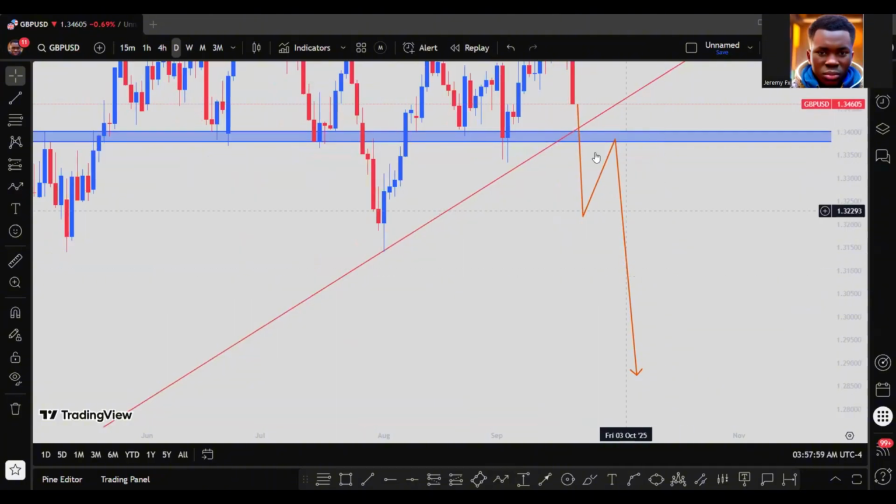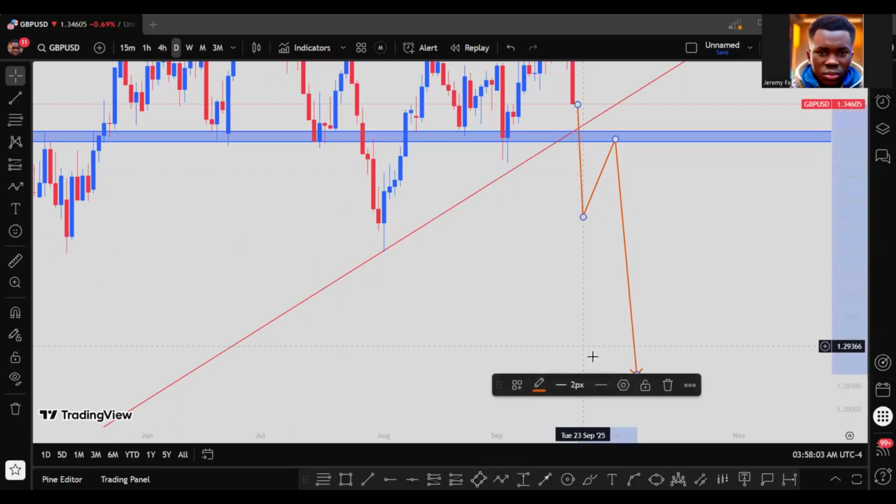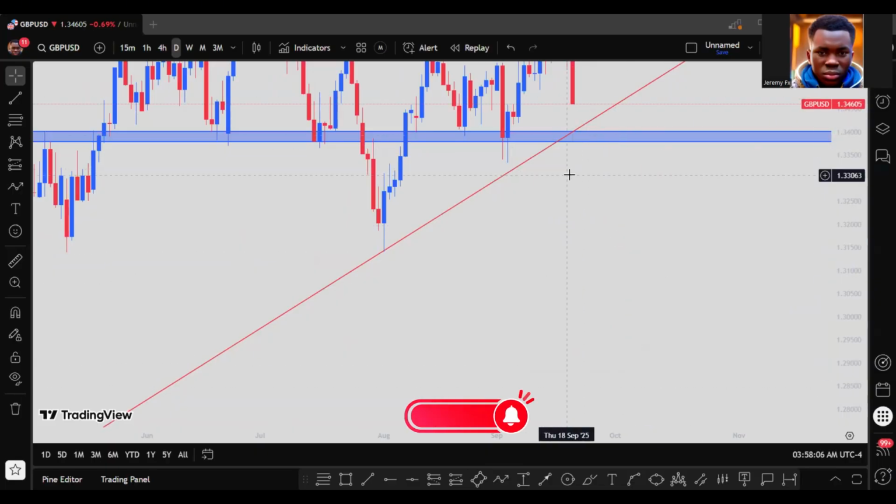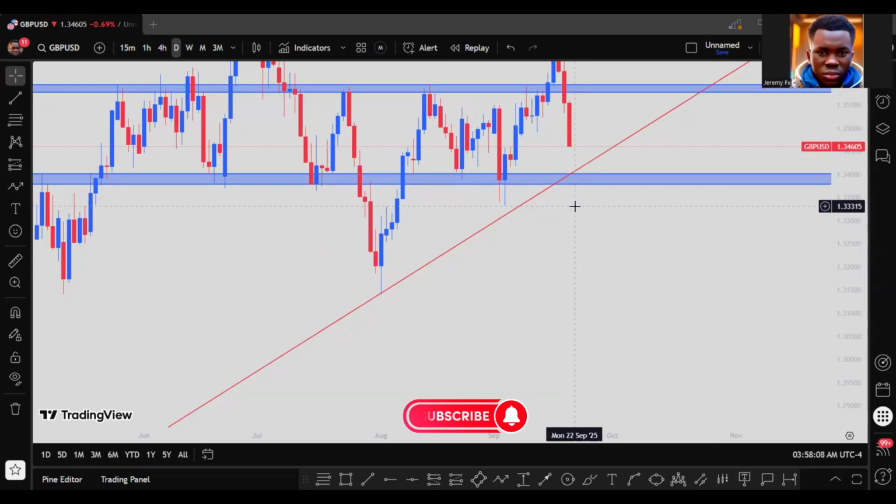So it's very simple. Either price goes here, finds support and continues heading higher, or price breaks it to the downside and we start looking for selling opportunities, either with a break and retest on the 4-hour or a daily candlestick close below here. It's very simple.